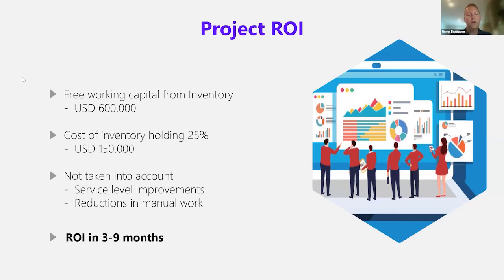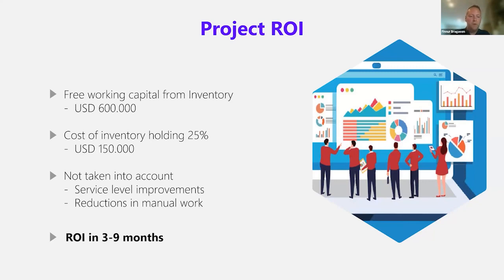Now, we use 25% as an average cost of inventory holding. So this is transportation costs, holding cost, warehousing, insurance, processing fees, and all of those fees that are associated with that stock. So we estimate an additional $150,000 savings on the cost of that inventory by introducing a system like this.